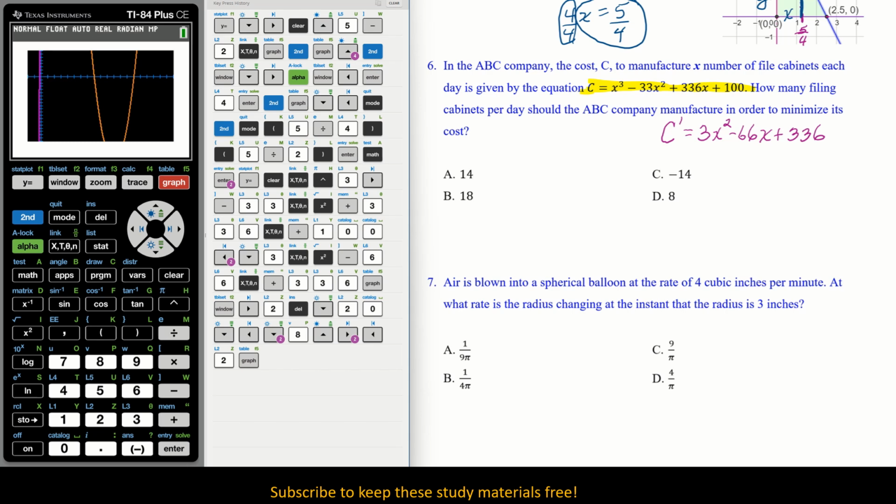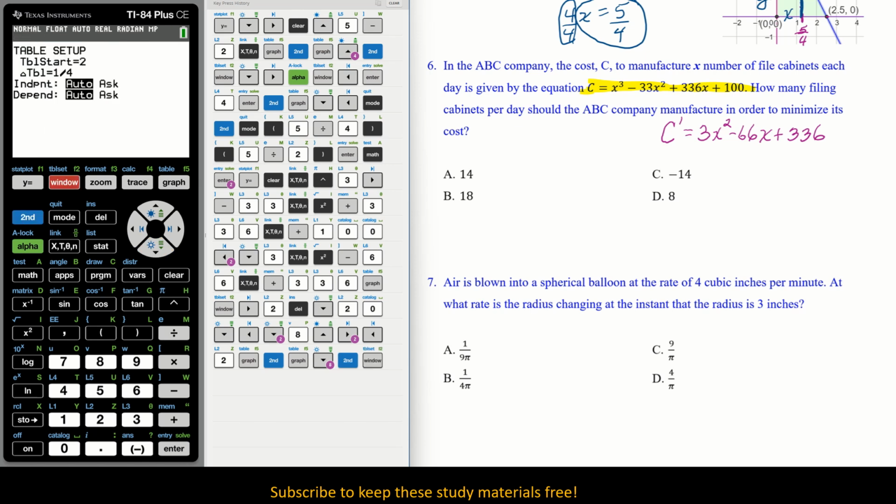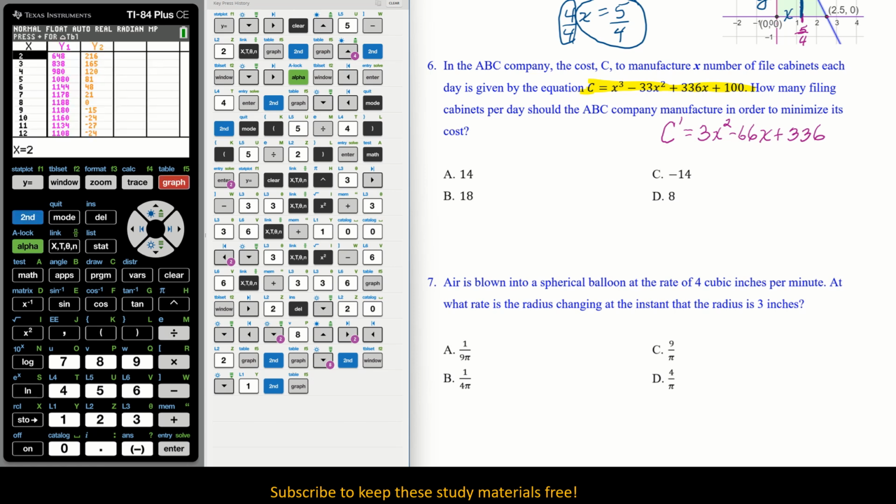So really we could just look at our table for that. Let's see what our table gives us. We also need to look at this minimum here down the center. Let's see, second graph. What number were we looking at? And you know what? We need whole numbers. So we also need to go to second window, get rid of this, go back to 1, and go back to our table. Oh, much better.